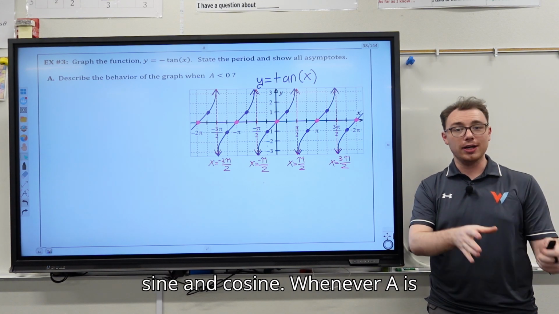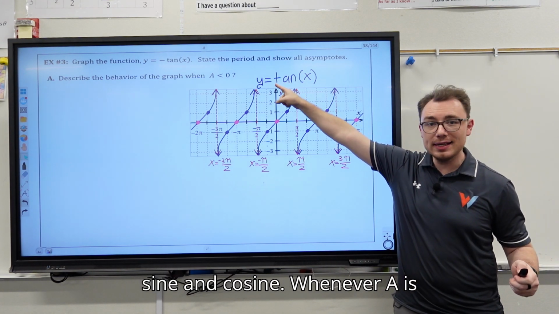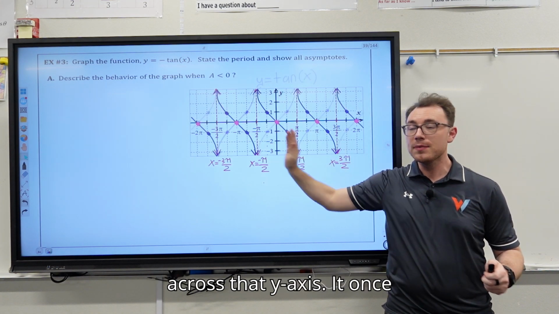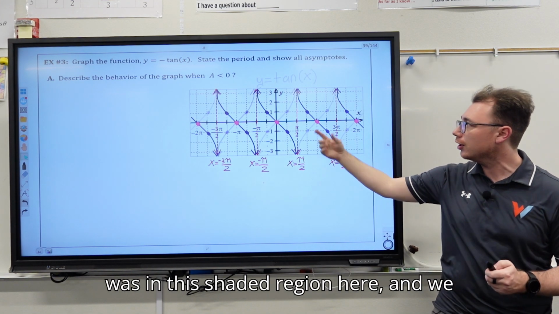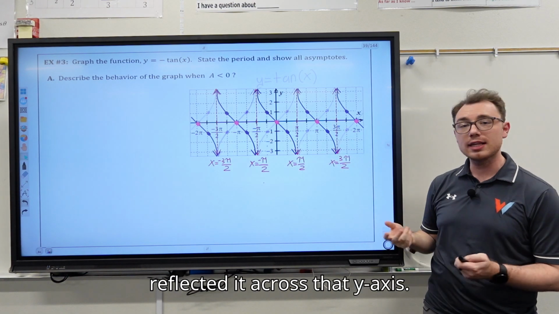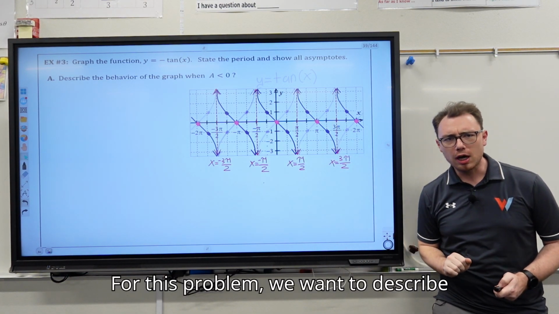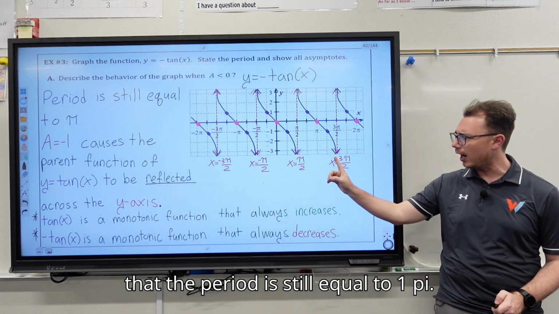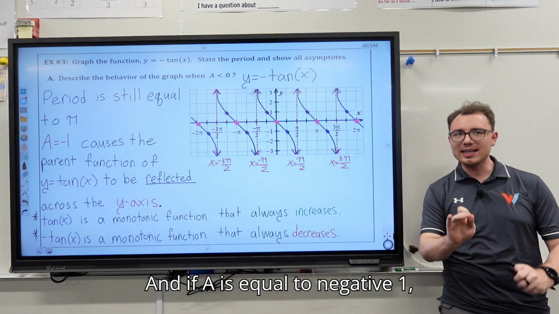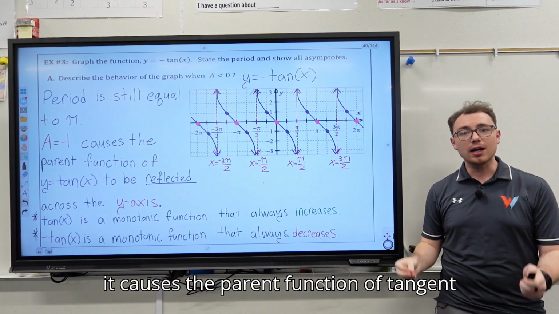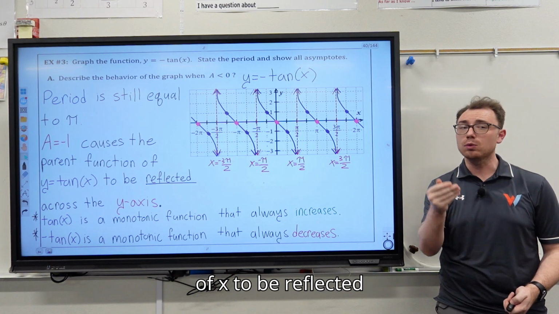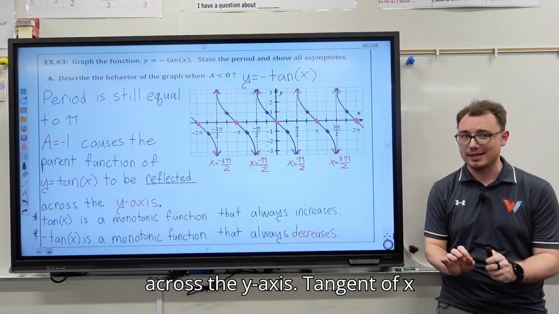And whenever we have a negative tangent of x, it is going to be the same kind of reflection as our sine and cosine. Whenever a is negative, it's going to be a reflection across that y-axis. It once was in this shaded region here, and we reflected it across that y-axis. For this problem, the period is still equal to pi. And if a is equal to negative 1, it causes the parent function of tangent of x to be reflected across the y-axis.